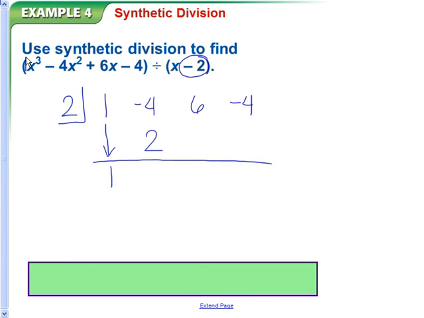Now this is different than the long division. Now we add, and we saw that watch out at the beginning, that you need to add these together. Negative 4 plus 2 is negative 2. Now we take this 2 again, times this negative 2, and that's negative 4, and I'll put it right here. Again, we're going to add straight down.